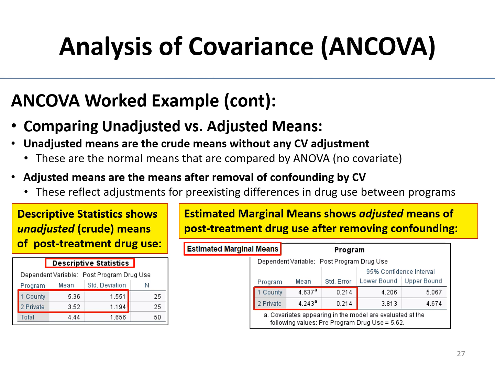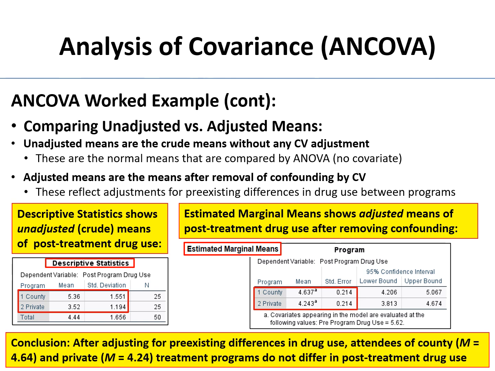So these means reflect the impact of the covariate, that is, the adjustments of the covariate after you take out any variability in the dependent variable that can be accounted for by the pre-existing drug use levels. And it looks like the means got closer. So what's our conclusion here? After we adjust for pre-existing differences in drug use, attendees of county and private treatment programs, and note the means, there are the adjusted means, 4.64 and 4.24, do not significantly differ on their post-treatment drug use.